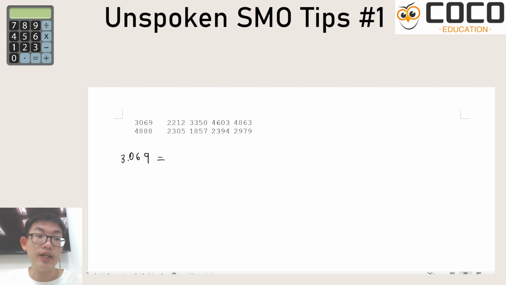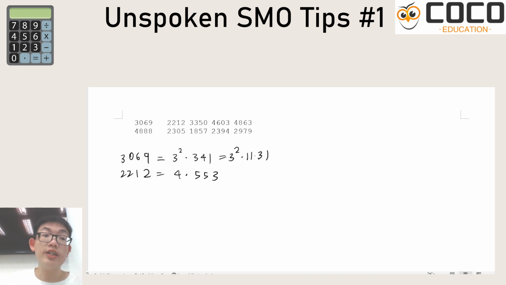3069 is divisible by 9 by our divisibility test. So it's going to be 3 squared times 341, which is also divisible by 11 based on our divisibility test. So it's 3 squared times 11 times 31. Second one, 2212. This is obviously divisible by 4. I can look at 553 and it is divisible by 7. 79 is prime, so I move on.